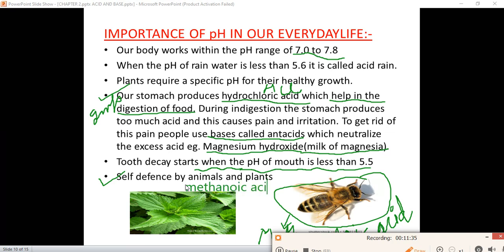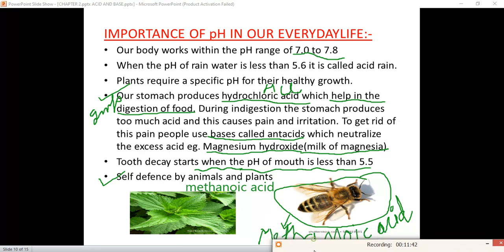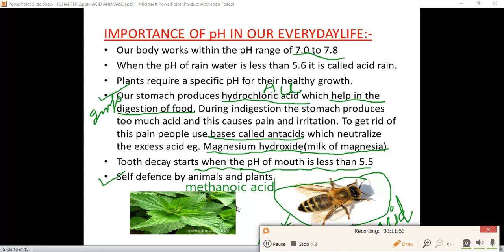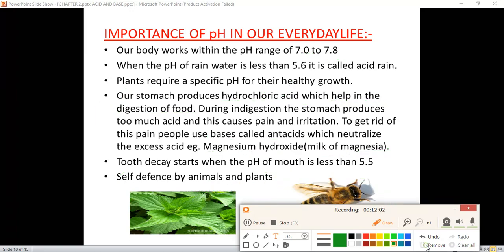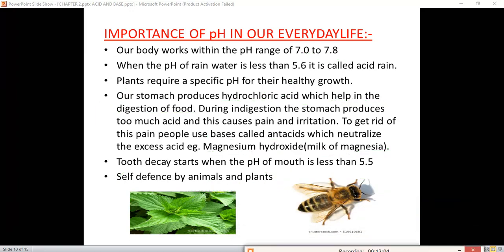Methanoic acid. This plant also secretes methanoic acid, and this acid also gives us pain and irritation in our skin. And how will we get relief from this pain and irritation? By using any base like baking soda, etc. So both the honeybee and the nettle leaves secrete which type of acid? Methanoic acid, and we can get relief from these acids by using bases like baking soda, etc.